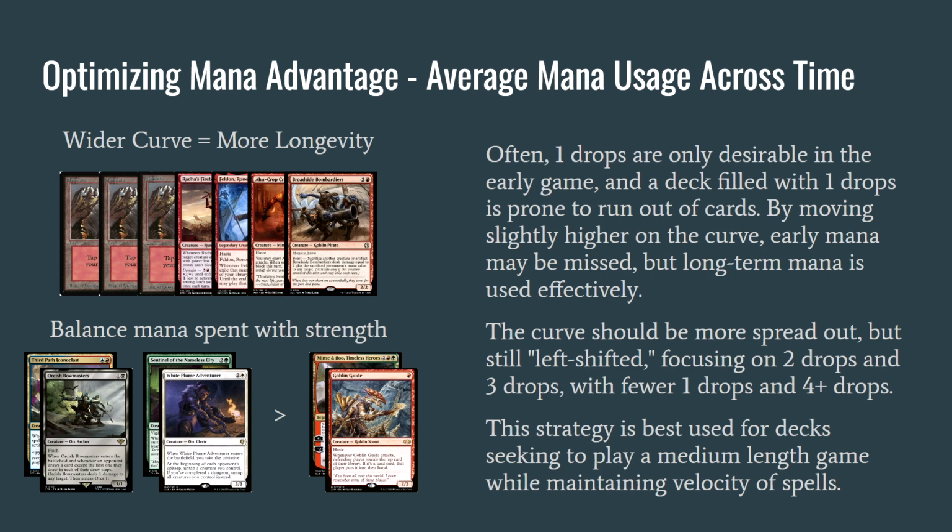This sort of strategy is best used for decks that are looking to play sort of a medium-length game while still having a velocity of spells. They're not trying to play only 1 spell a turn, they're trying to double spell pretty actively, but they also want the game to go long. So you balance your mana values with some strength of spells. You play a lot of 2s, a lot of 3s, fewer 1s and 4s.